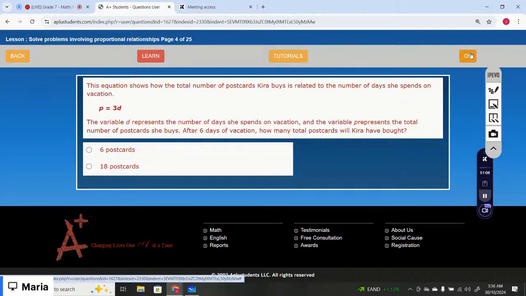This equation shows how the total number of postcards Kira buys is related to the number of days she spent on vacation. p equals 3d. The variable d represents the number of days she spent on vacation, and the variable p represents the total postcards she buys. After 6 days of vacation, how many total postcards will Kira have bought? So, which is the correct option?